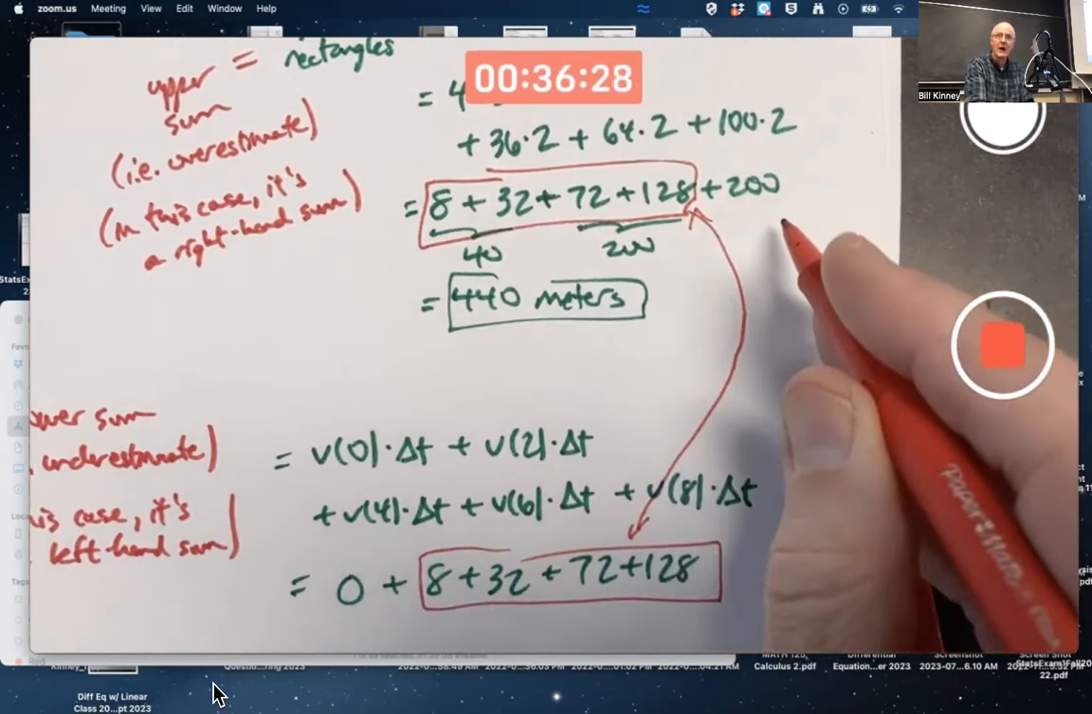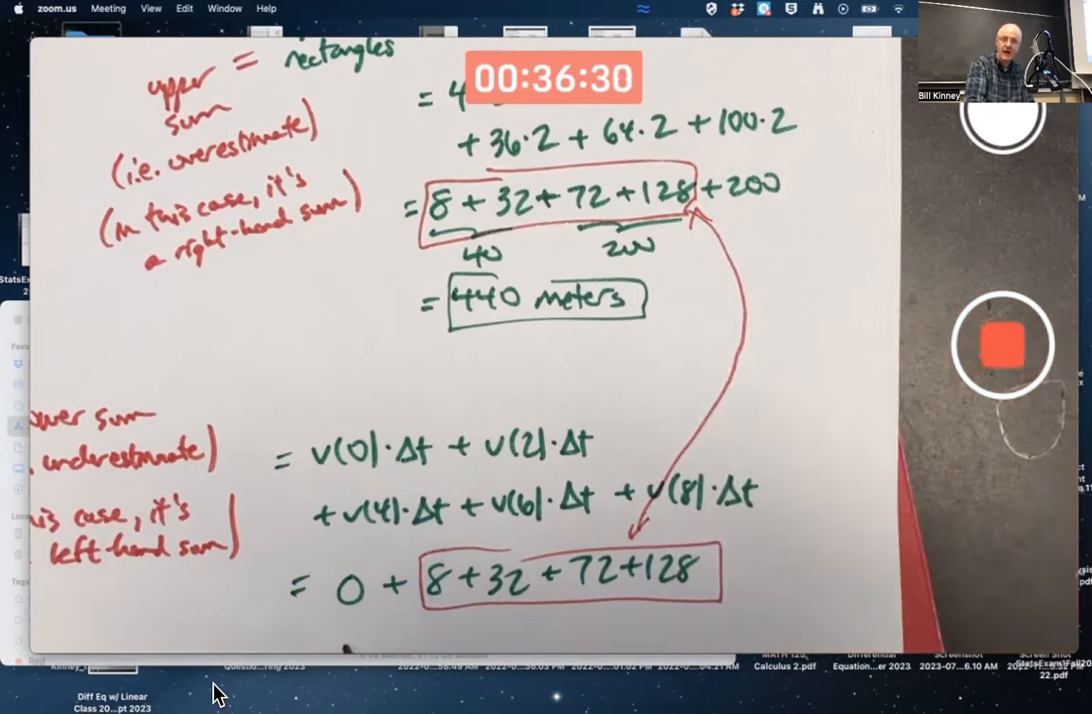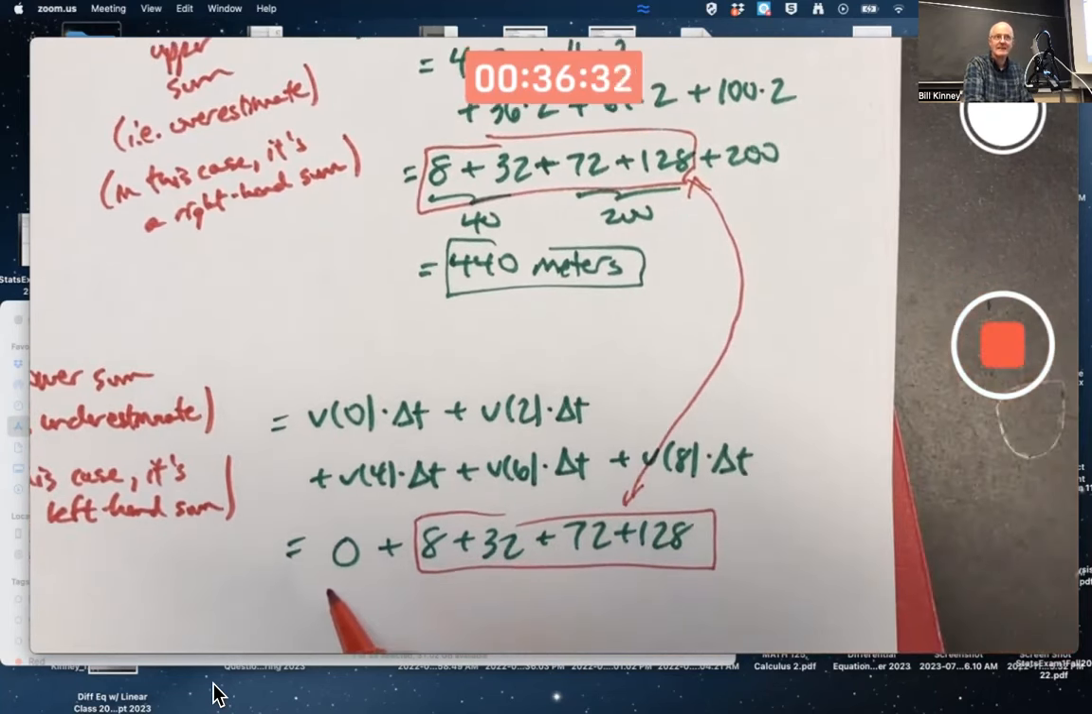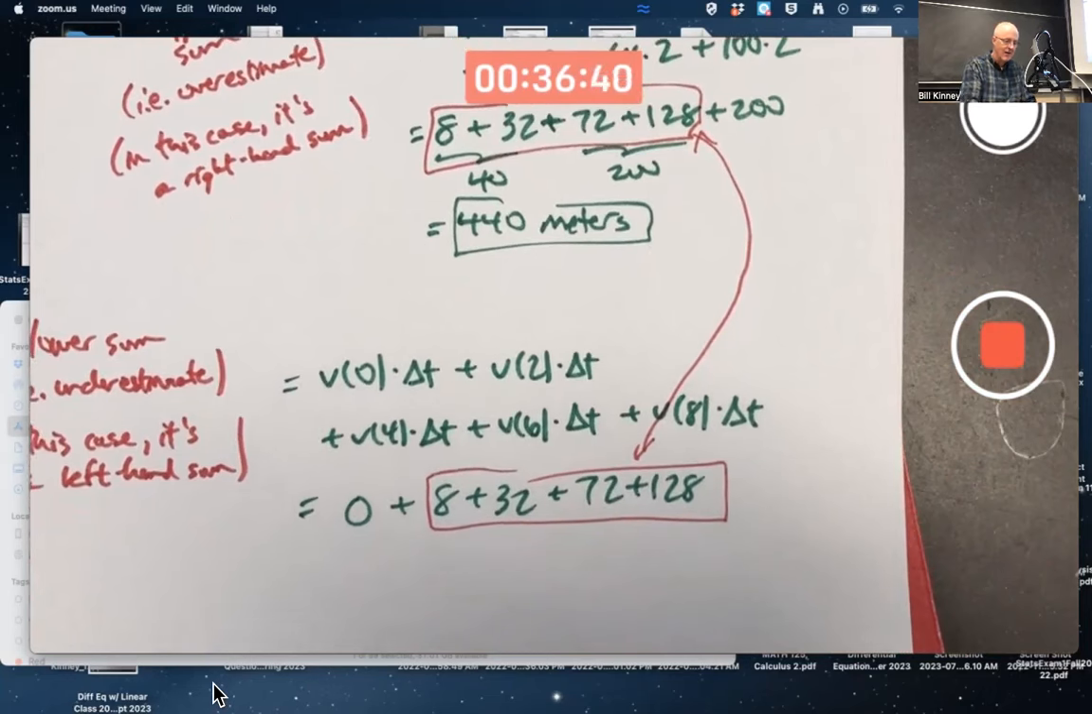The 200 goes away, and there's a 0 there. It's worth writing the 0 because in general, it might not be 0. In this example, it is. And what does this end up equaling? It looks like 240 meters.